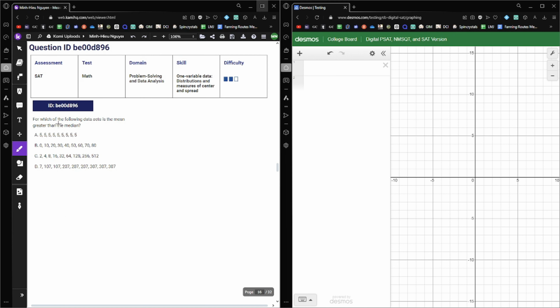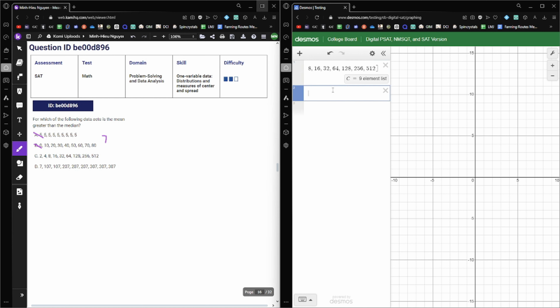Question number 16. For which of the following datasets is the mean greater than the median? To be honest, no better way to do this than just put them into Desmos and see which one has a bigger mean than median. However, first things first, these two are actually symmetric. So we know that the mean is going to be equal to the median, so it's not going to be A or B. So all we have to put in is C and D.